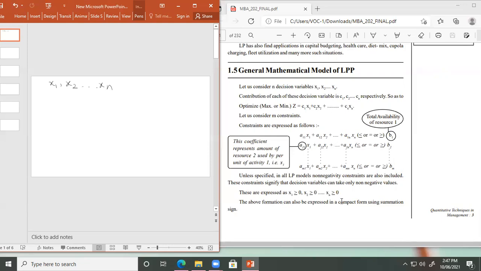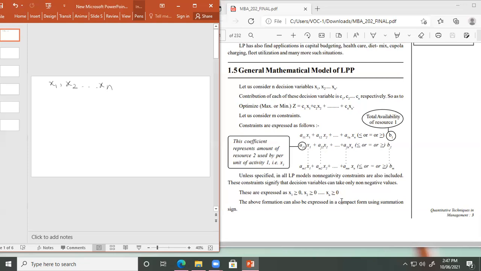So let us consider m constraints. Constraints are expressed as follows. The coefficient represents the amount of the resource used per unit of the activity; you denote it as a21 into x1. So this coefficient represents the amount of the resource used per unit of the activity. So the total availability of the resources is denoted.